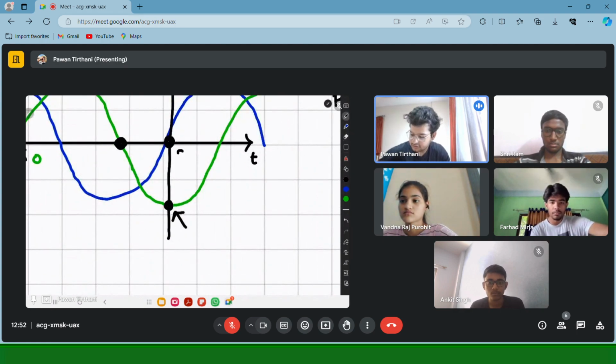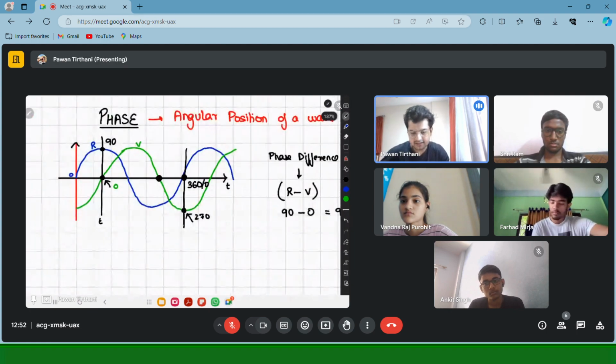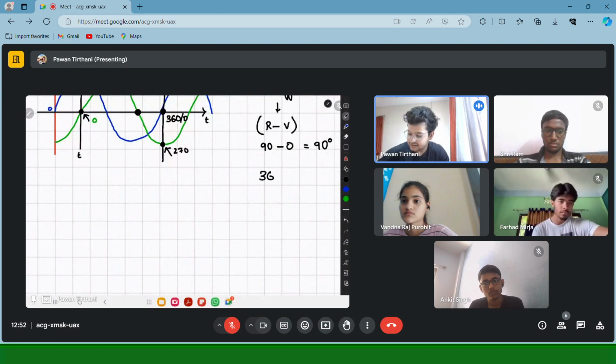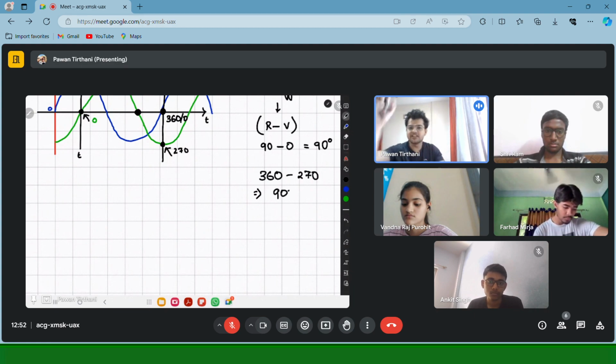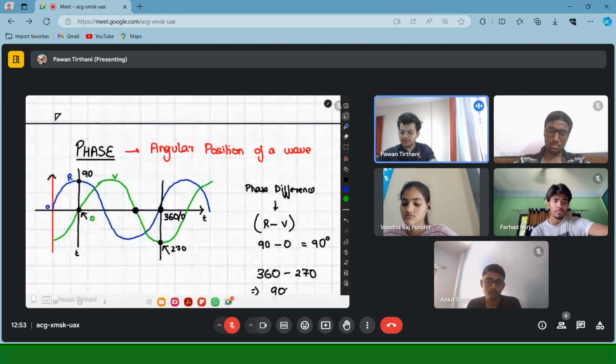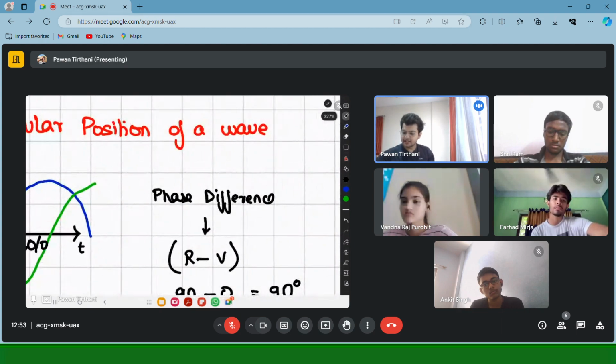So 360 or 0, anything you can write, and this is 270. So if I subtracted at this point also, I will get 360 minus 270. Again, this is what? 90. Wherever I find this thing, the phase difference will be the same. But I can only compare the phase difference. I can only calculate phase difference.